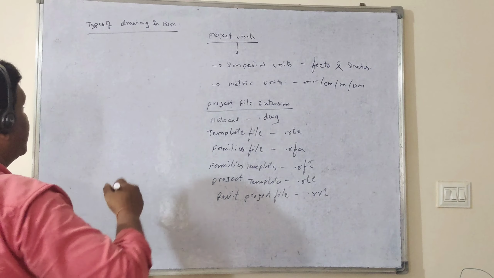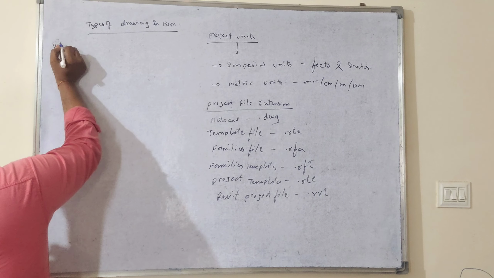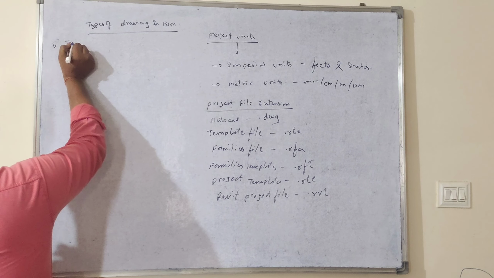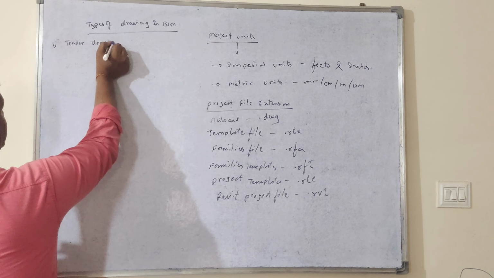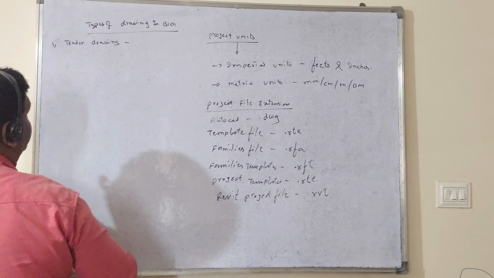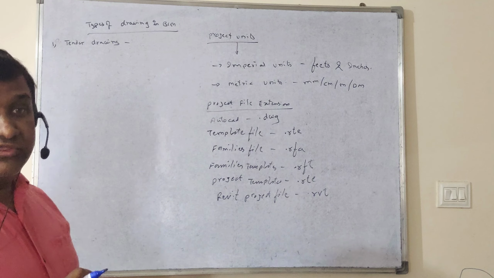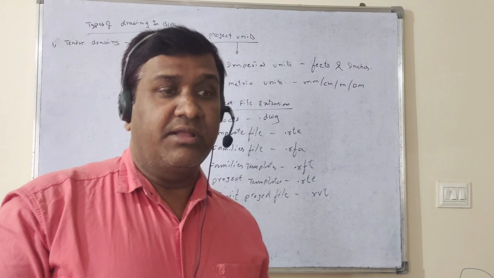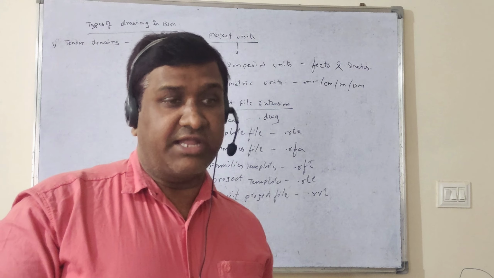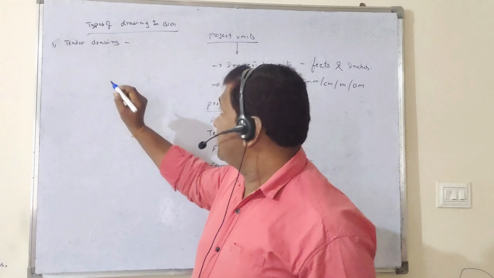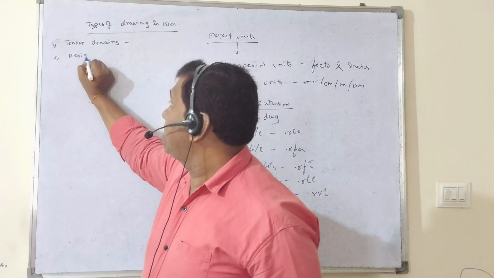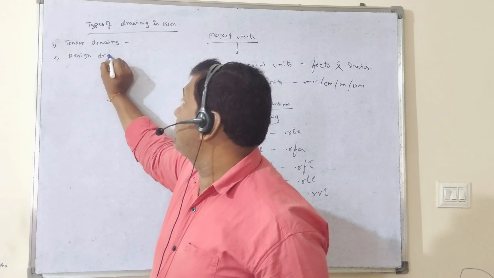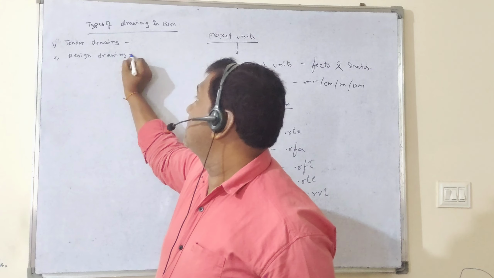So, types of drawings. The first type of drawing we will call a tender drawing. Tender. So the first drawing we will call a tender drawing. The tender drawing also you have to prepare in BIM. So the first drawing is the tender drawing. Then the second drawing is the design drawing. You have to prepare the design drawing also in BIM.